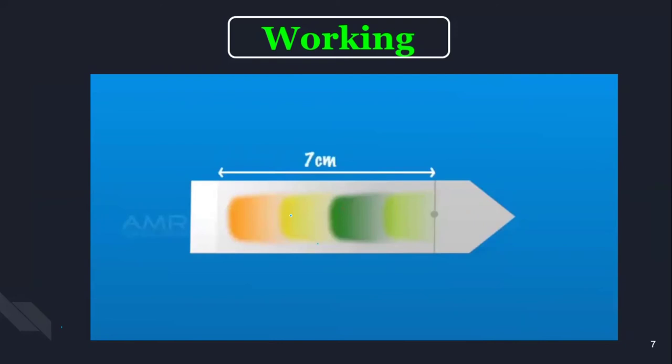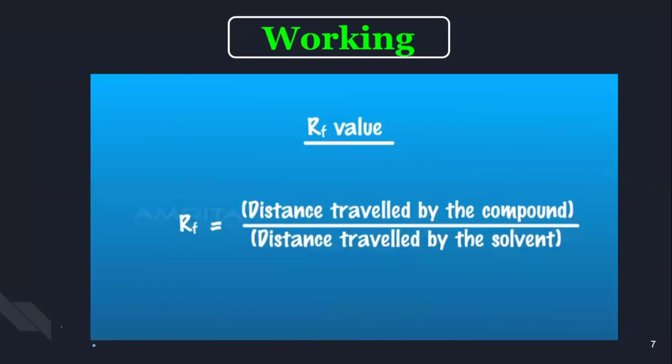Now, how can you calculate the rate of flow with the reference value? Here you can see the RF value, which we can calculate for this particular separation. It is nothing but the distance traveled by the compound divided by the distance traveled by the solvent. This is how you can calculate the overall RF value. From the RF value of the components, you can determine the chromatograph.